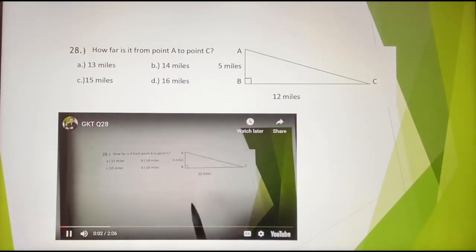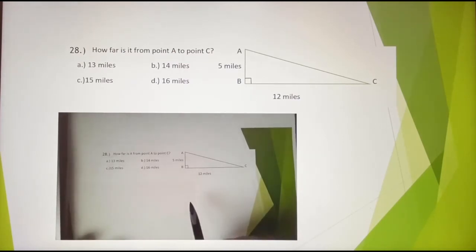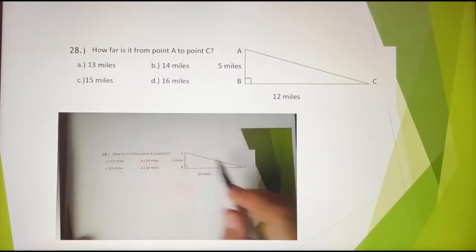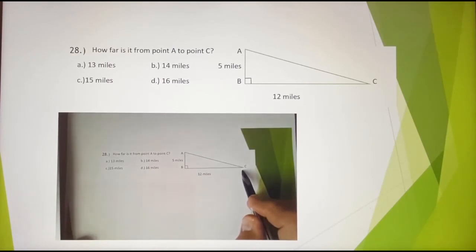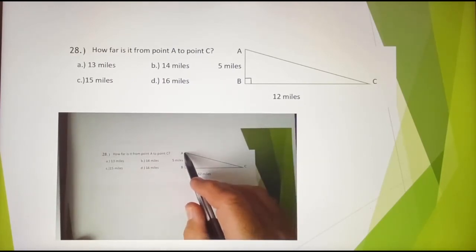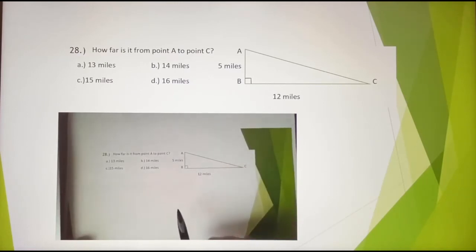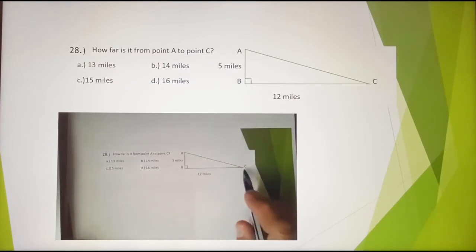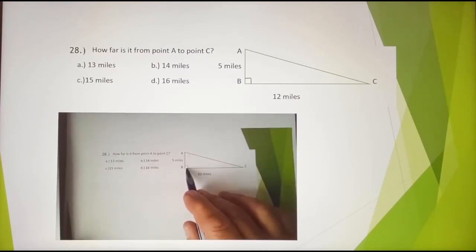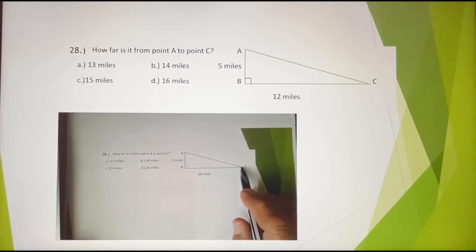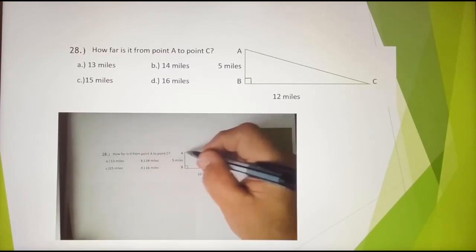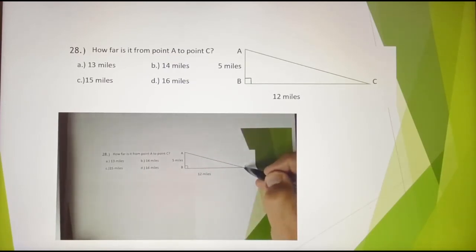In this problem, we're trying to find the distance from point A to point C. And we have a triangle here, and it's a right triangle. This little square tells you it's a 90-degree angle. And since we're trying to find this distance here, we know this leg is 5 miles and this leg is 12 miles. This leg is also known as the hypotenuse.